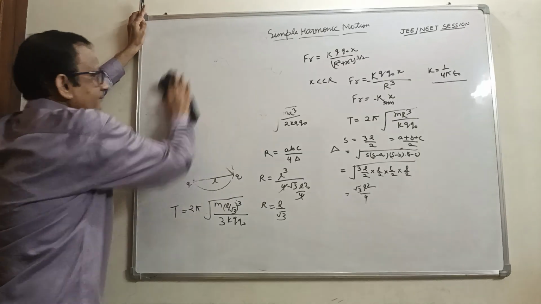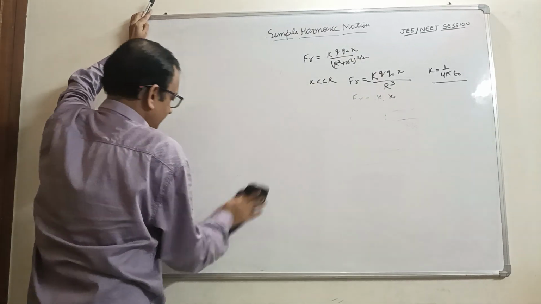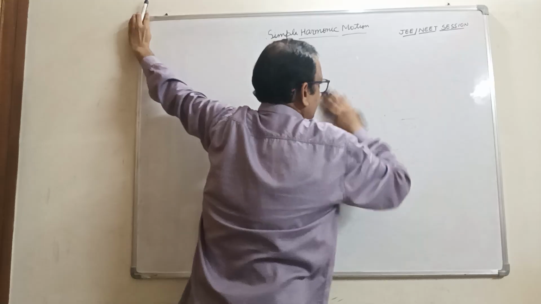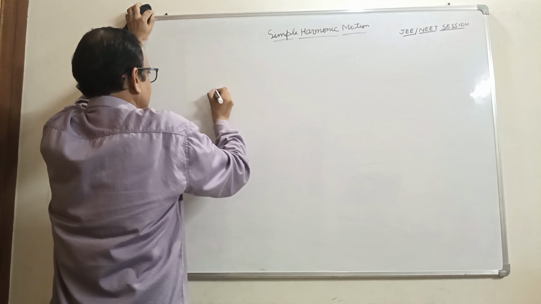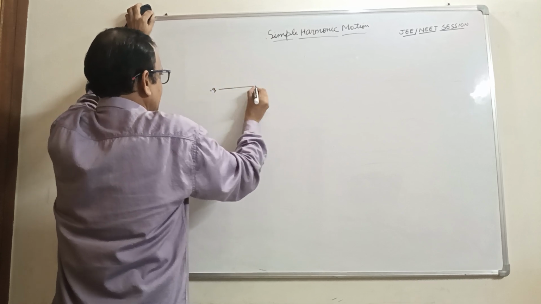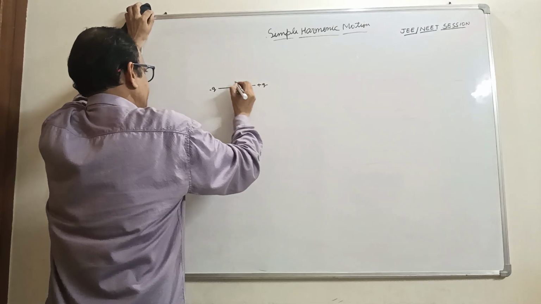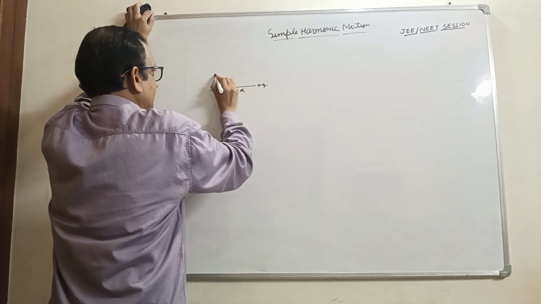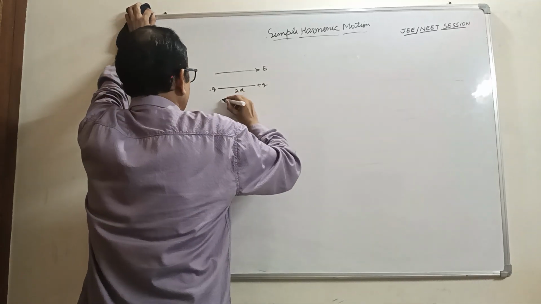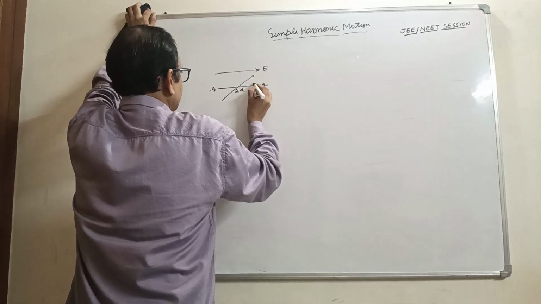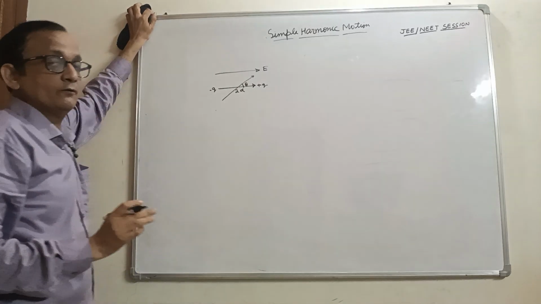Now we find SHM in a dipole. For an electric dipole, we know the electric field lines go from negative to positive, and the direction of the dipole is from negative to positive. So this is the dipole, with minus q charge here and plus q charge here, separated by a distance of 2d. The electric field is in this direction. If we shift this dipole by an angle theta, it does angular SHM.